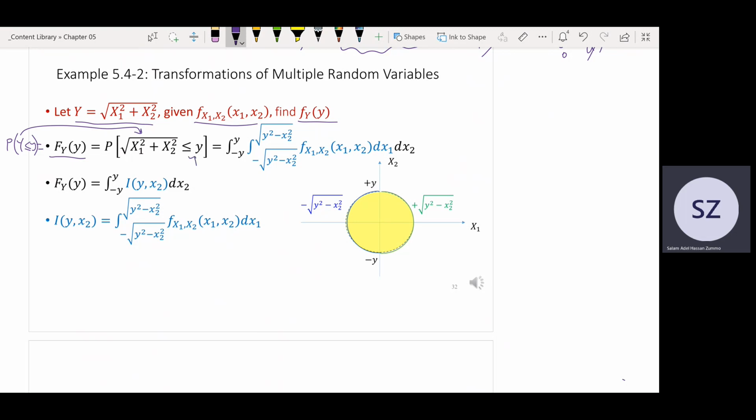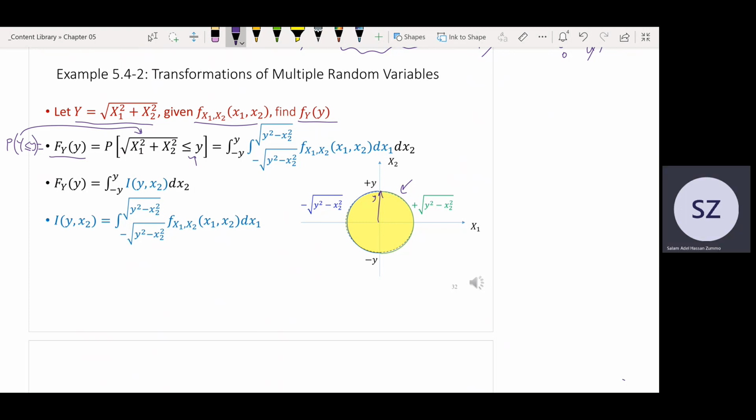Now, simply you need to find what this region is. This region, we know that it looks like a circle. If y is the radius, and x1 is the horizontal axis and x2 is the vertical axis, then anything inside the circle with radius y will be our region of integration. Isn't it?